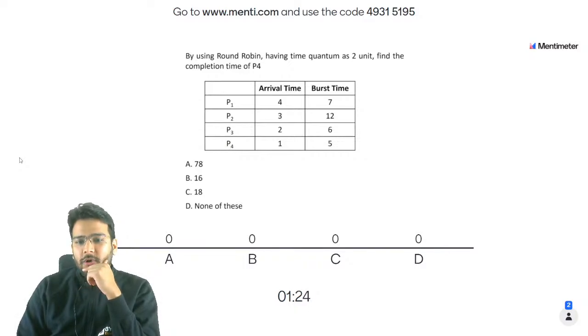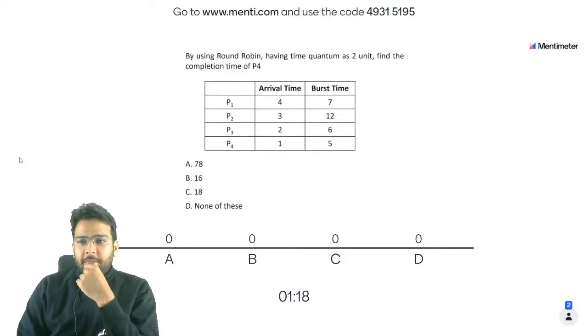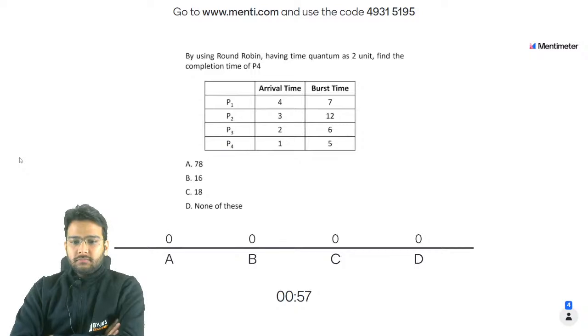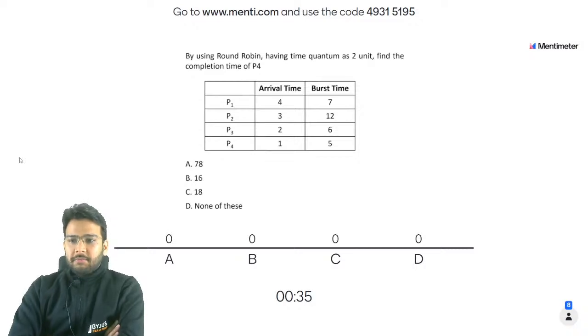So you have to use round robin algorithm. Time quantum is 2 units. You just have to find the completion time of the P4 process. Completion time of P4 process. Yes, guys, quickly answer. 1 minute, 10 seconds left. Last 1 minute, guys. Be quick. Fifty seconds left. You have to answer over there when you join the Menti quiz. Last 35 seconds. Be quick, all of you.